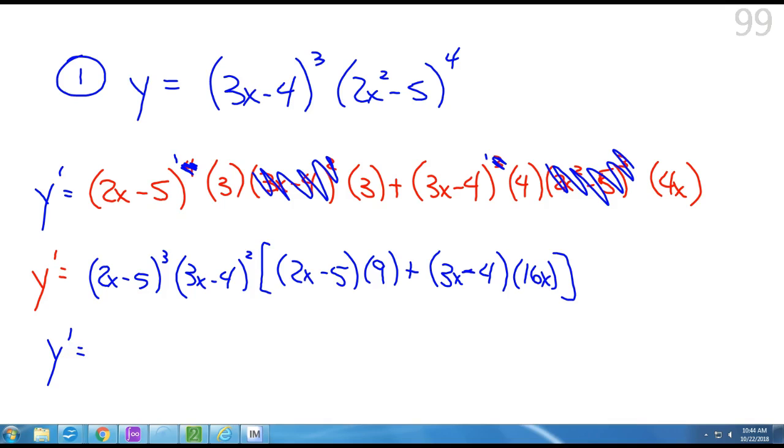Yeah. You've written 2x minus 5 is squared. Oh, thank you. Actually, I remembered now the one with the derivative. That's weird.